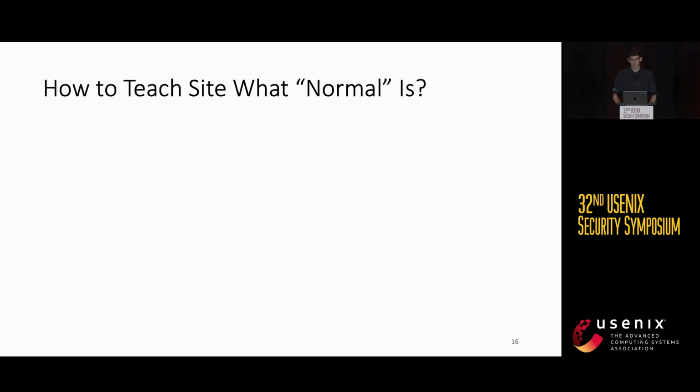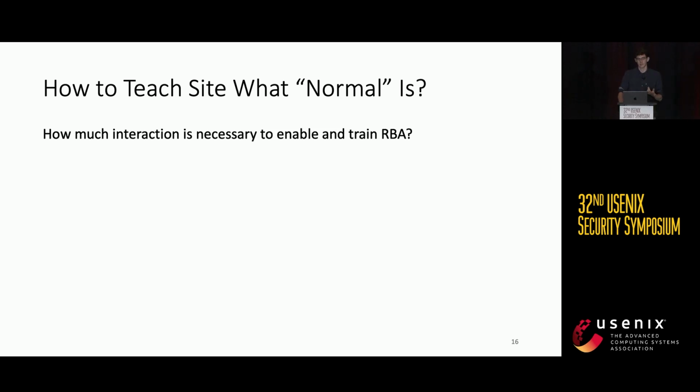The other question we have to answer is, how do we teach a site what normal is for that user? In other words, how much interaction is necessary to both enable and train RBA? How many logins are necessary? And is there any post-site interaction required? And we go into a lot more detail about how we answered this in the paper, but essentially we have a very simple methodology for this.